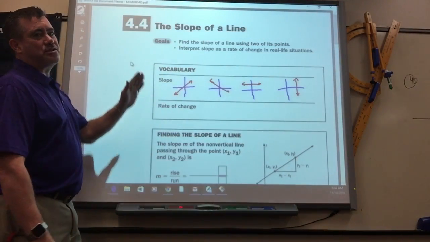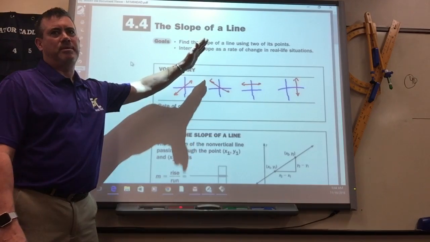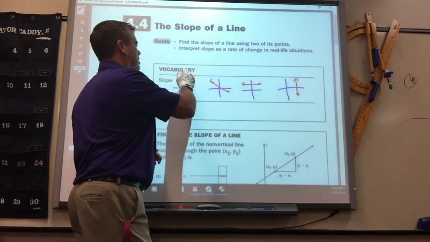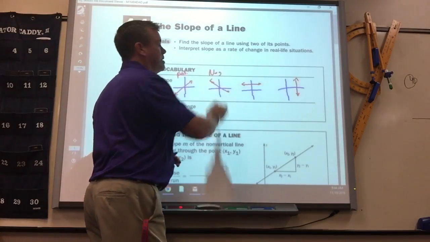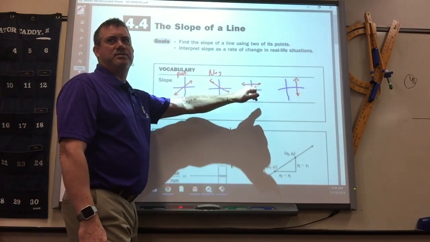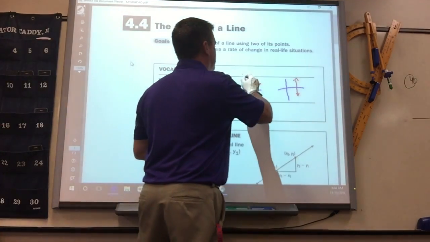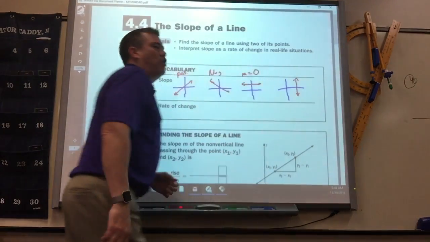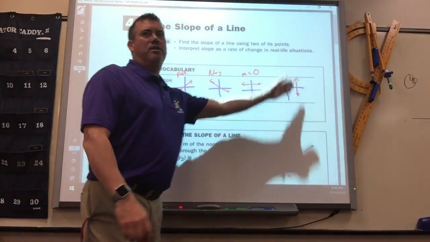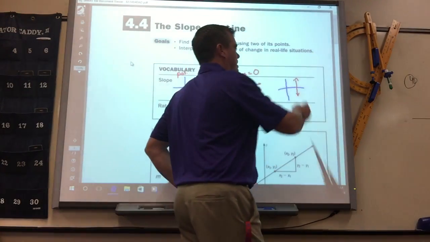So if the line is going up, remember what kind of slope that is? Positive. Down is negative. Horizontal is 0. Remember the Z's. Z, what? Horizontal is 0.